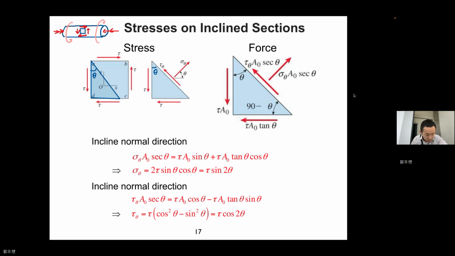So what is the area? The area here is A0, because this is the entire element. So the stress element has A0 for each surface. So A0, nothing changed. But this one is relatively smaller than A0. So what will it be? It will be A0 tangent theta, right? And how about the inclined surface? A0 sec theta.